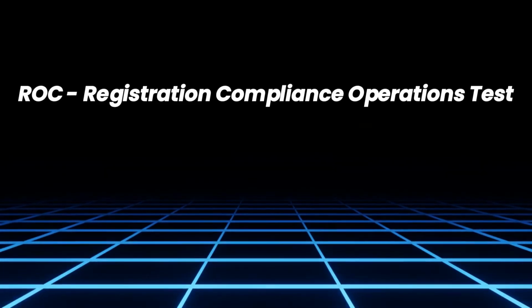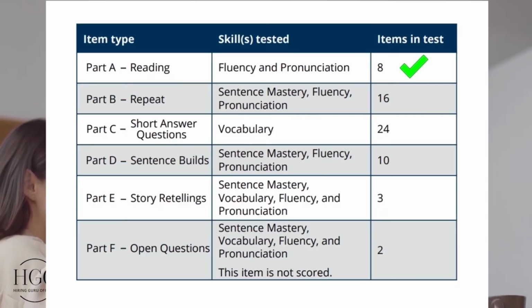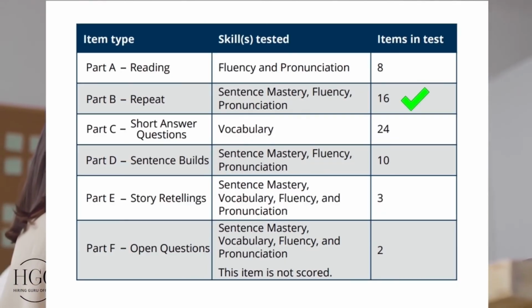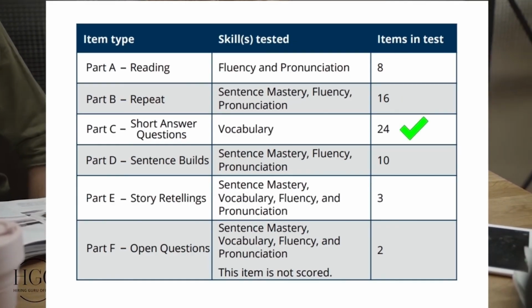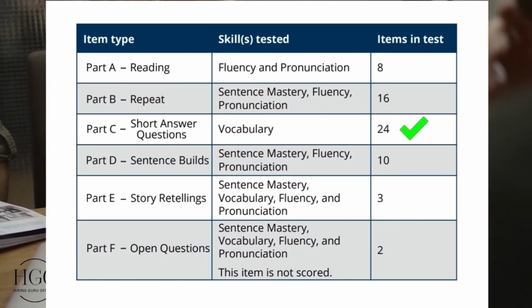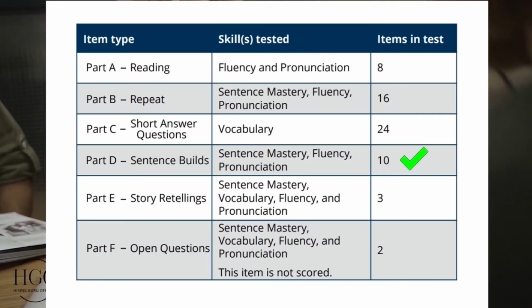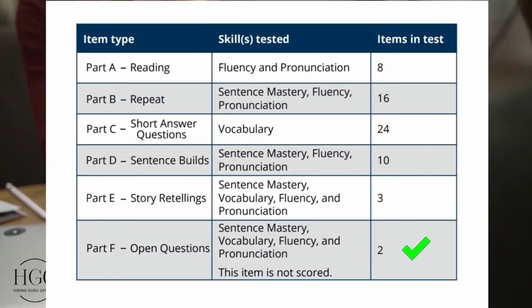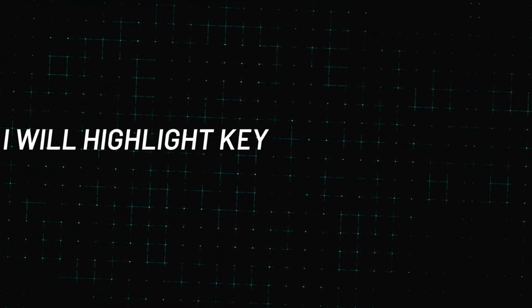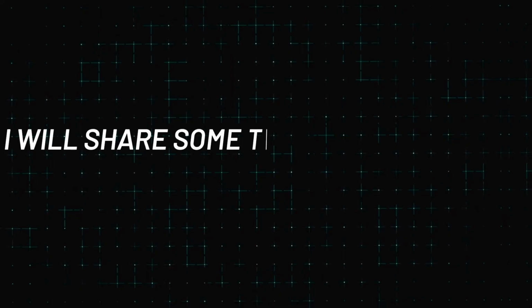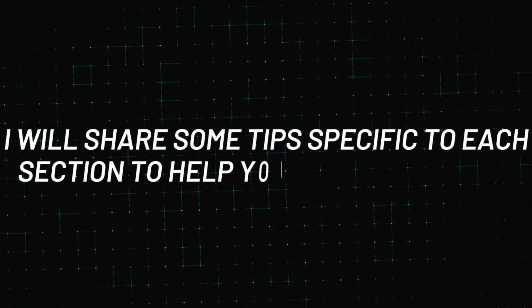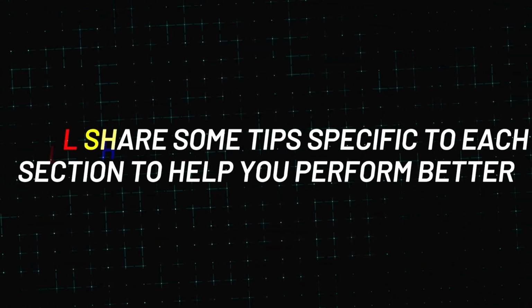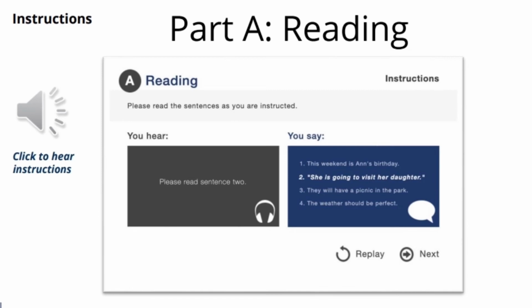This test has 6 sections. Part A, reading. Part B, repeat. Part C, short answer questions. Part D, sentence builds. Part E, story retelling. And Part F, open questions. I will highlight key points to focus on during the test, and then I'll share some tips specific to each section to help you perform better. Let's move on to our first section, part A, which is reading.